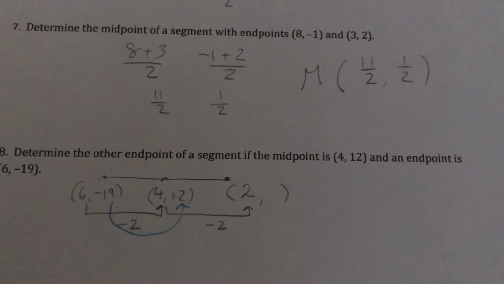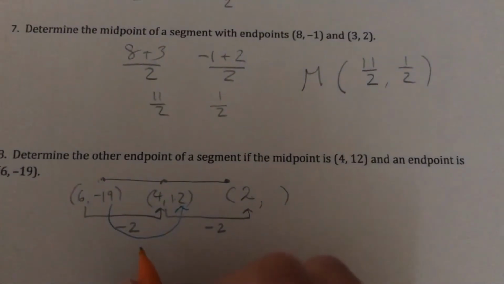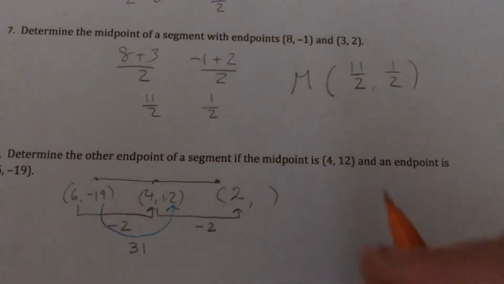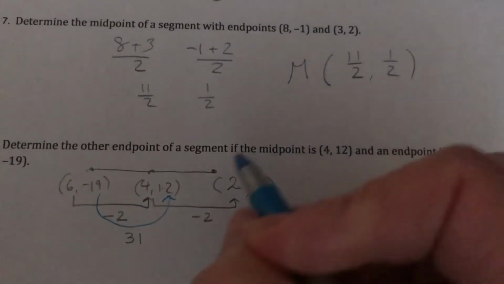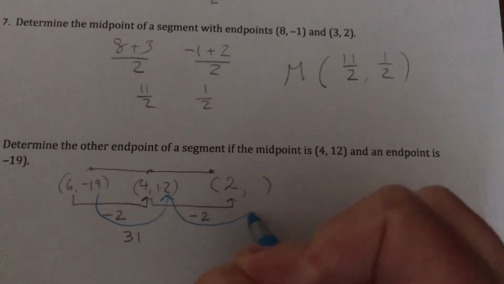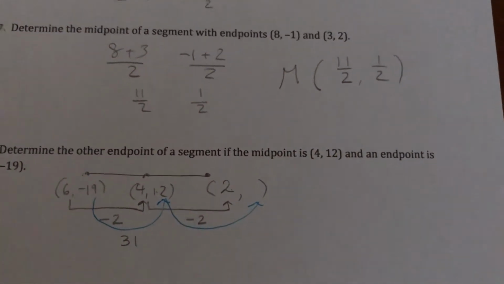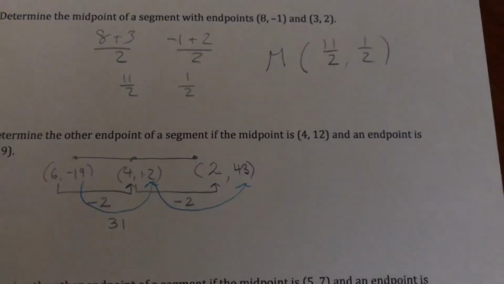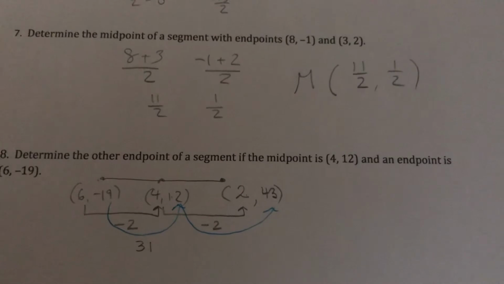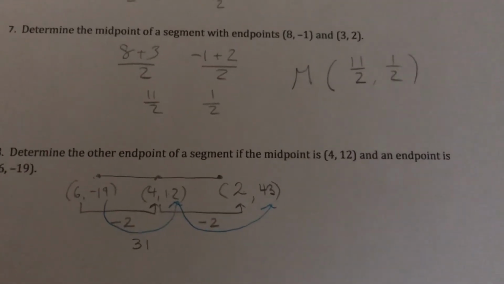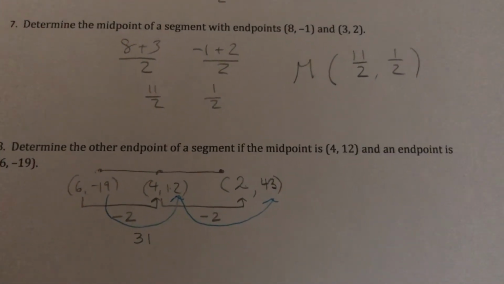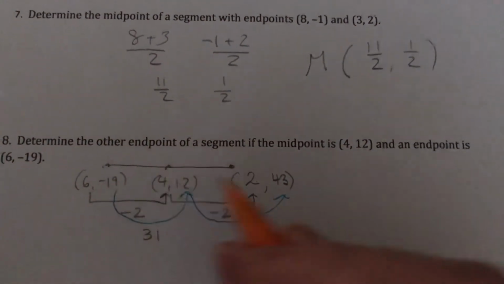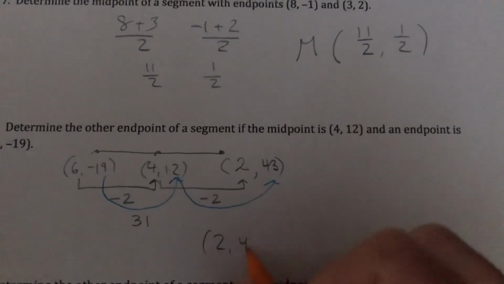Now, what did I do to -19 to get to 12? Well, I went 19 and then 12. So I went, actually, 31 units. So now I'm going to do 31 again. And 31 plus 12 is 43. So if I take 19 away from 43, I then have 24, and 24 divided by 2 is 12. So my midpoint is (4, 12), the endpoint was (6, -19), and the other endpoint is (2, 43).